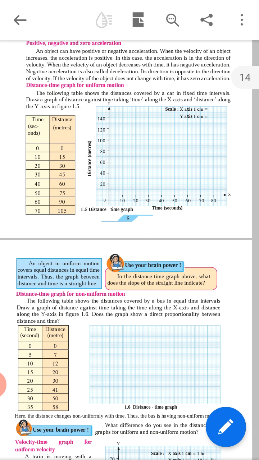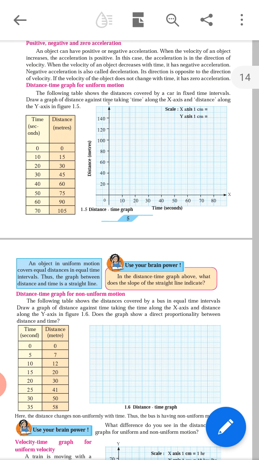distance covered in every 10 seconds is 15 meters. At 0 second distance was 0 meter. At 10 seconds it was 15 meter. At 20 seconds it was 30 meter. At 30 seconds it was 45 meter. That means after every 10 seconds the distance changes by 15 meters, not 5, 15 meters.